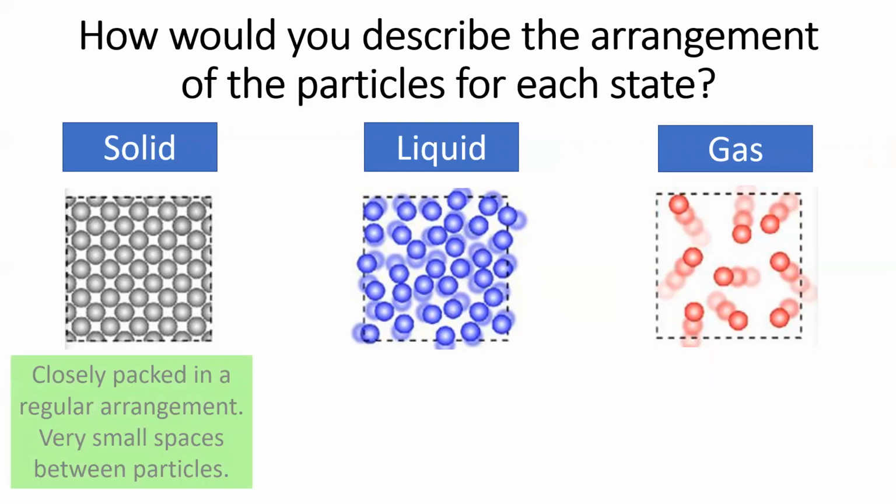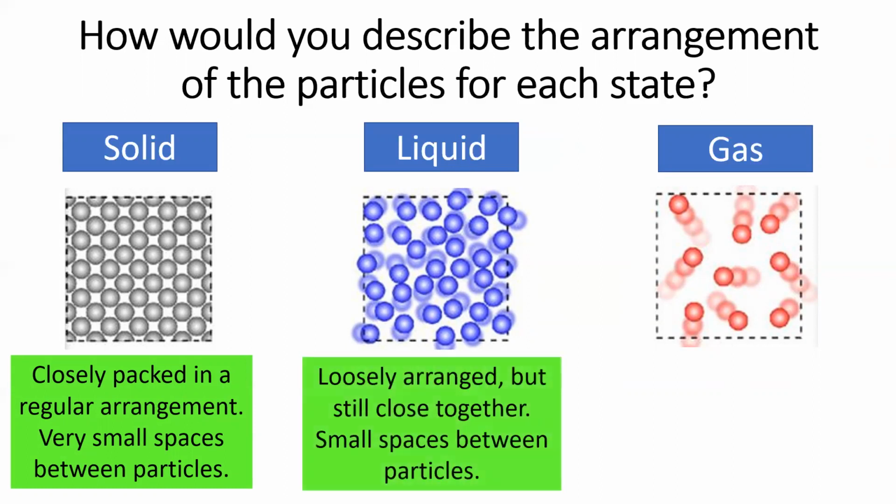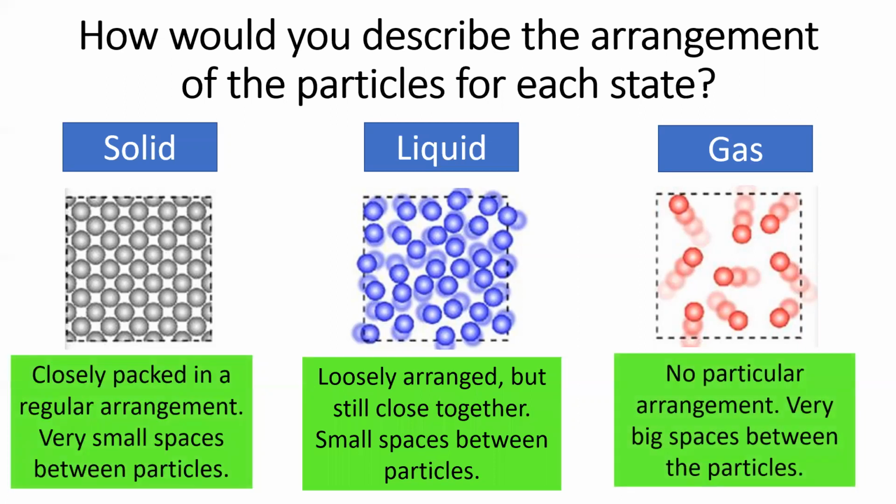Right, okay. So the first diagram shows a solid. And you can see the particles are packed in a regular arrangement with very small spaces between those particles. Now in a liquid, these particles are more loosely arranged. They're still close together and they've still got small spaces between them. And finally, in a gas, there is no particular arrangement of those particles. And there will be very big spaces between those particles as well.